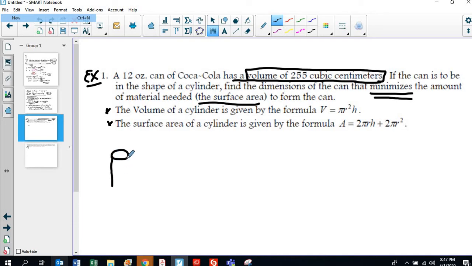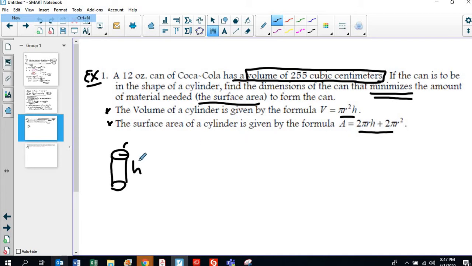Excuse me while I do a rudimentary drawing here. Your Coke can here. All right, this is the height of your Coke can. Your radius is that thing right there. And so these are the things that come up in your volume and in your surface area, right? Volume's pi r squared h. I don't expect you to know these formulas. You don't have to memorize them. I'll give them to you if you need them.